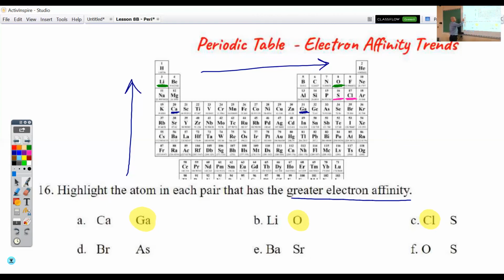Letter D. We have bromine and arsenic. So bromine, which is right here, and arsenic, which is right here. Bromine is further to the right. So bromine will have the higher electron affinity. The next one is barium. Barium is right here. Strontium is right here. Strontium is higher up than barium. So strontium will have the higher electron affinity.